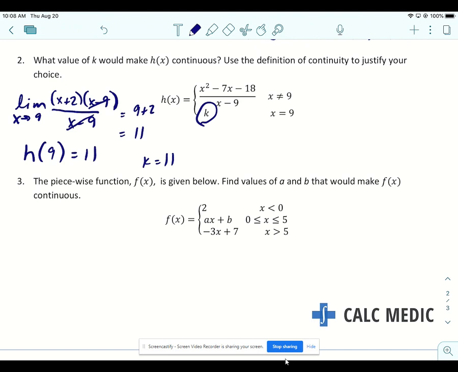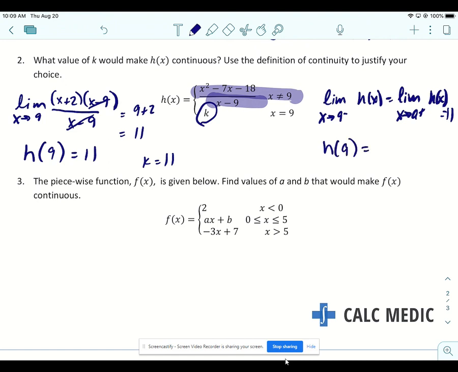So the definition of continuity, we would say that the limit as x approaches 9 from the left of h of x equals the limit as x approaches 9 from the right of h of x, because from the left and from the right of 9, we're just using this function right here. And both of those equal 11. We found that. And then when we redefined k, h of 9 is also equal to 11.